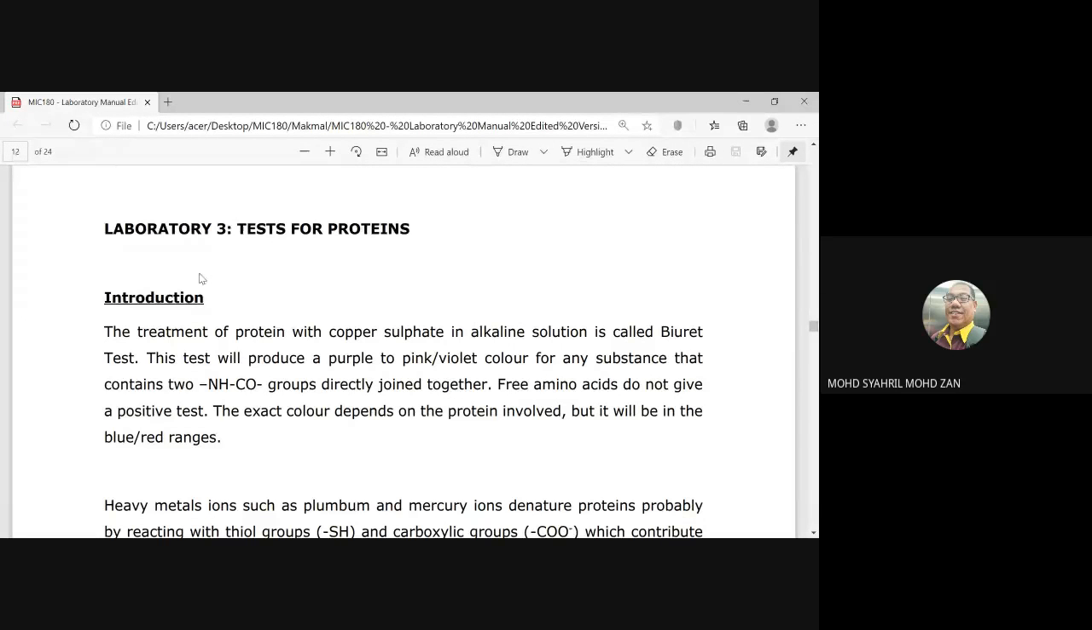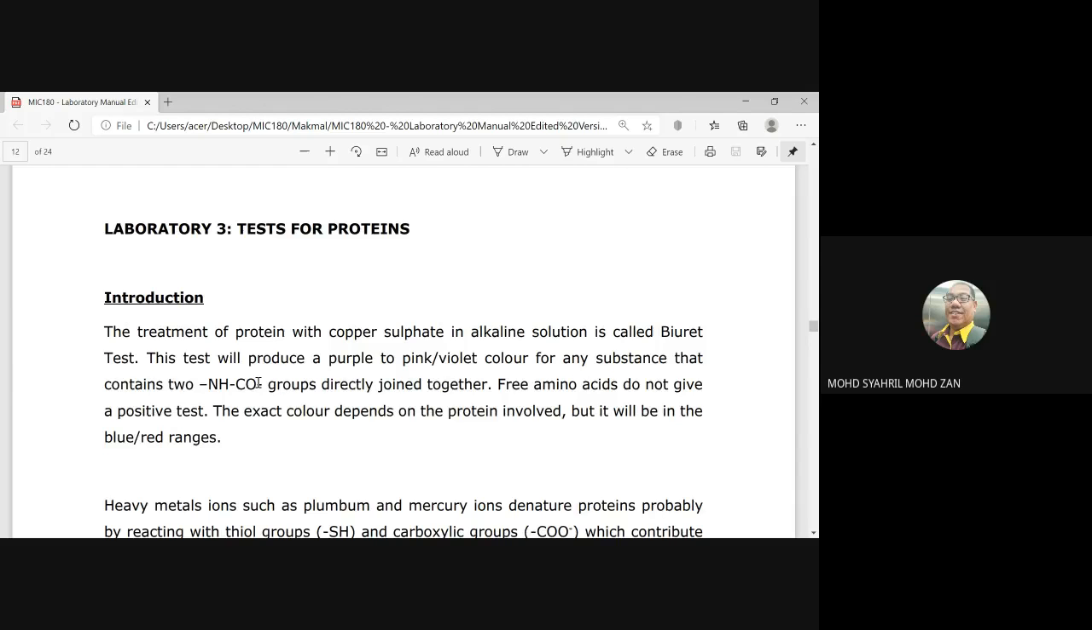Okay, before we go further, there is what we call the introduction in your manuals. The treatment of protein with copper sulfate in alkali solution is what we call the Biuret test. What happens in this test? It will produce a purple to pink or violet color for any substance that contains two parts inside of the proteins, which are amino groups and carboxyl groups.